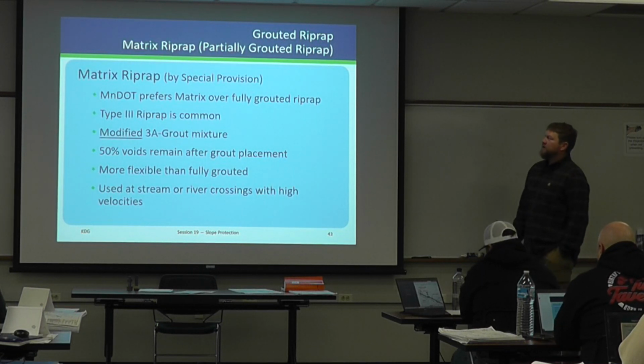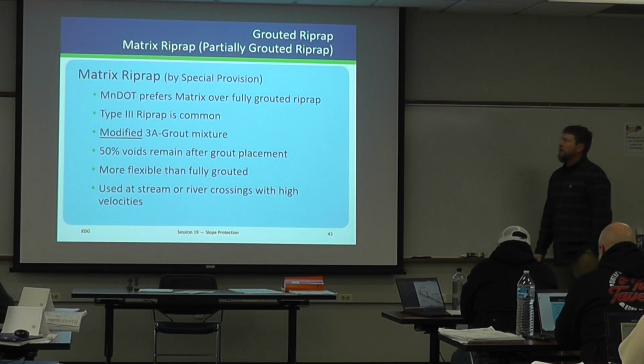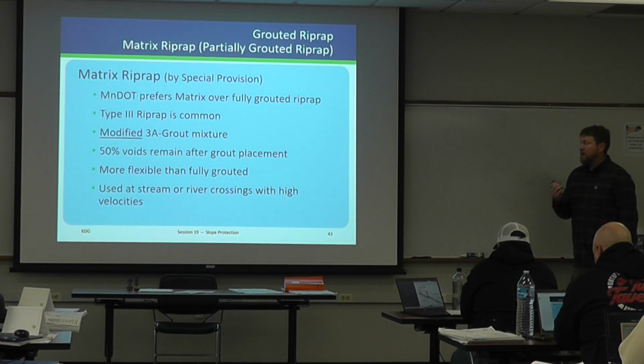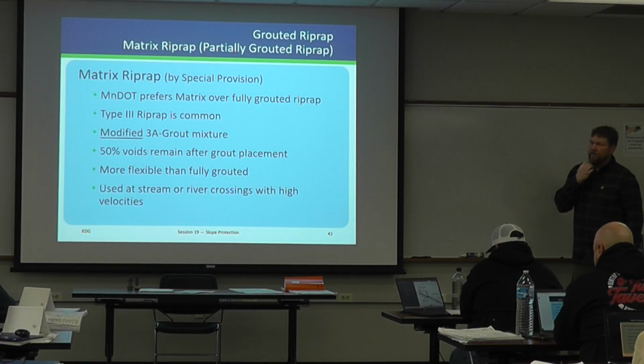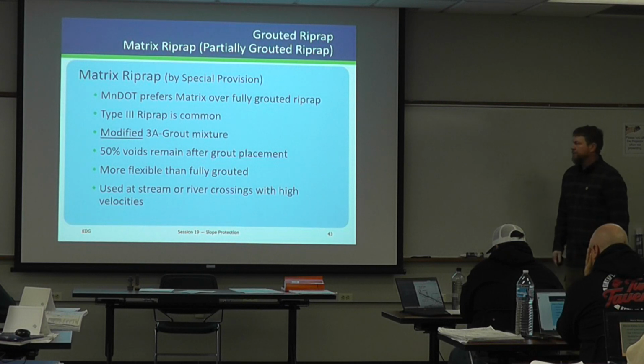You may see matrix riprap. If you're going to see a grouted riprap, that may be one. This would be by special provision at this point. Hydraulics folks and probably environmental folks would prefer the matrix over the fully grouted. It's paired up often with the type 3, so the 1.5 foot thick. And instead of using the straight up 3A grout, it's got a modified grout, and that'll be in that special provision.